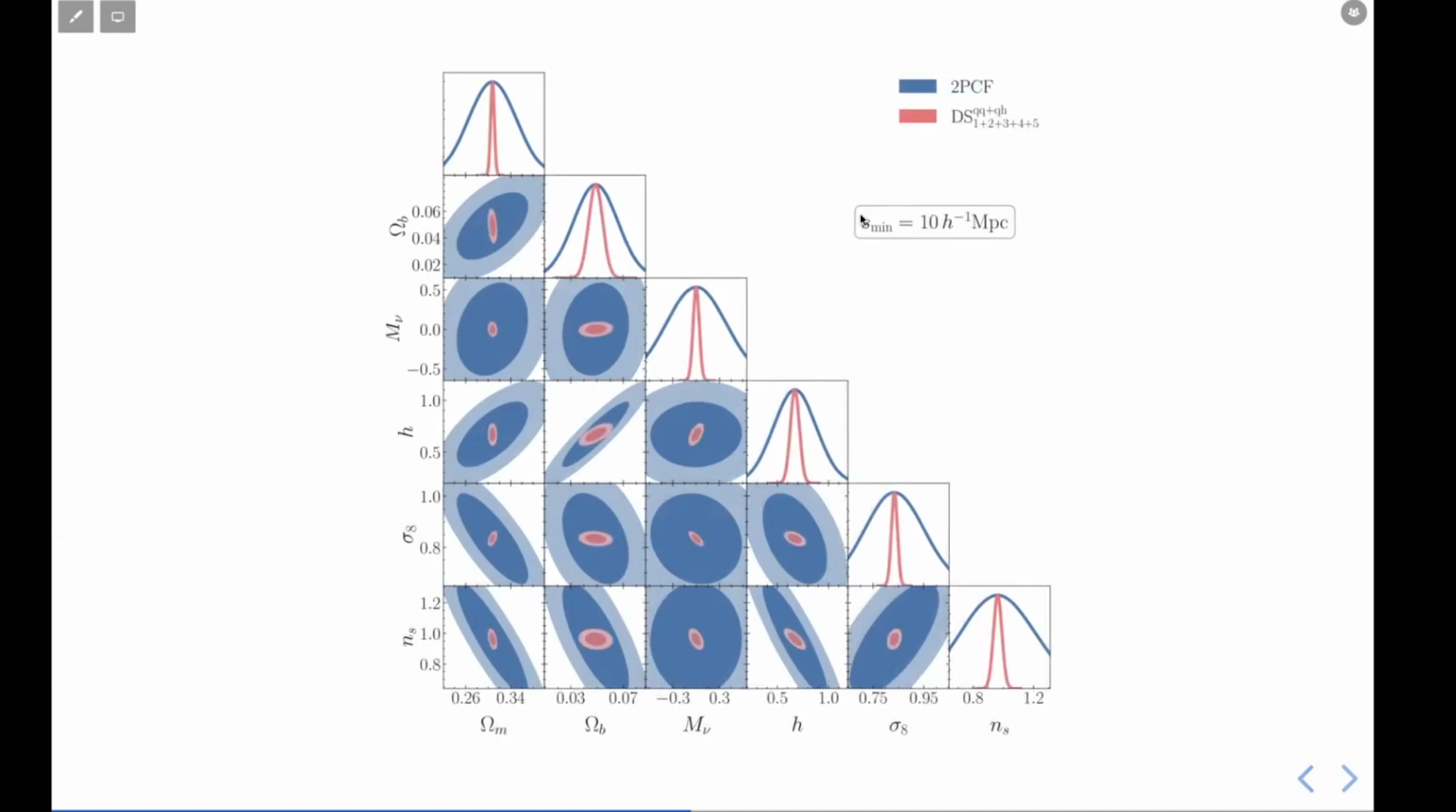Well, this is the result. So the constraints become much, much better. You can see that for some parameters, like the sum of neutrino masses or omega matter, the improvement is really, really large. So how did this happen? Is this just pure magic?